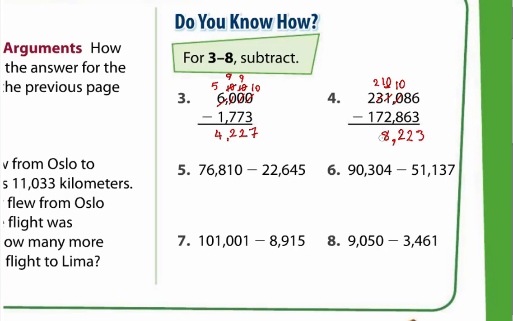2 minus 7. Can't be. So take away from the 2 and it'll be 1. And the 2 will be 12. So 12 minus 7 is 5. And 1 minus 1 is? 0. There is no need, you just write 0. Thank you, Salman. You are a great hero. Great work. Now let's move to the next question.